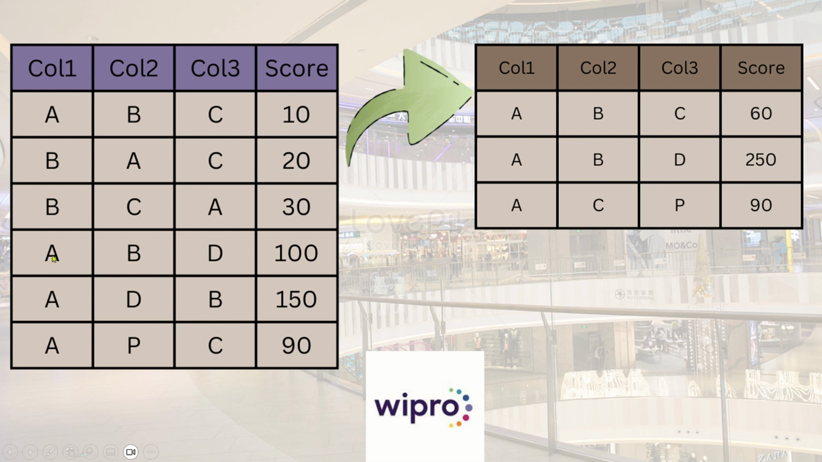And here if you see A, B, D and A, D, B and A, P, C, so the third row is different, and this A, B, D and A, D, B are the same. So you need to show these 2 rows as a single row like A, B, D, and you need to sum 100 and 150 and show 250. And for the third row there is no other combination, so A, P, C. Since you need to show these values in ascending order like A, C and P, it should show 90.